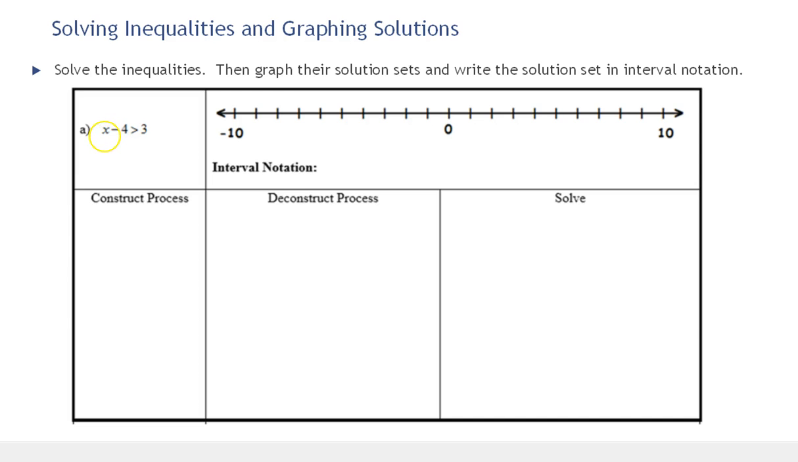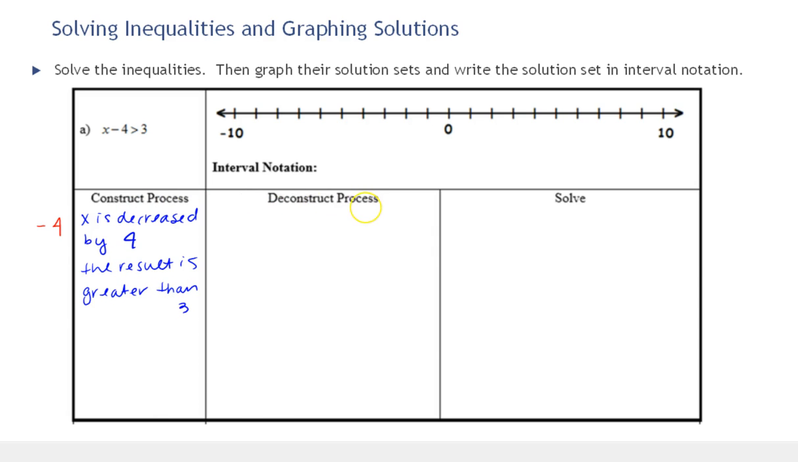So first, we'll write our construct process. So we have x is decreased by 4. And the result is greater than 3. So that's a pretty short construct process. So here we have decreased by 4, and the result is greater than 3. So that was our construction process.